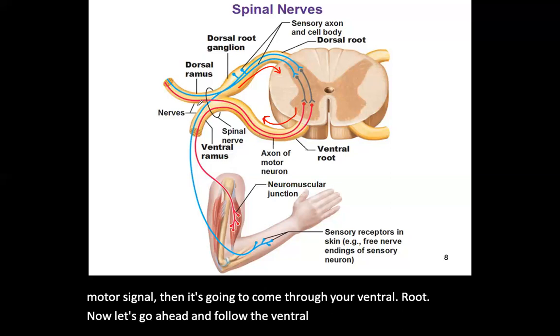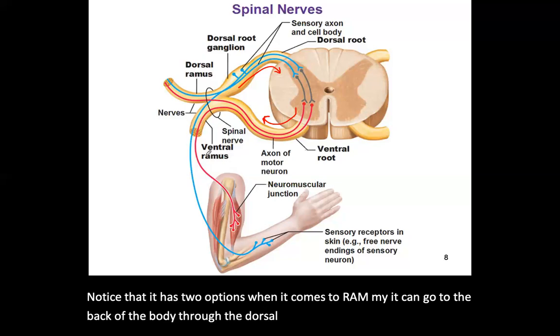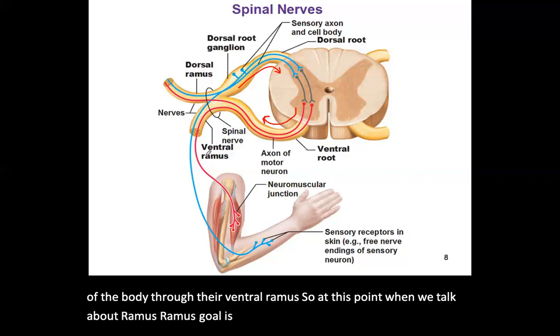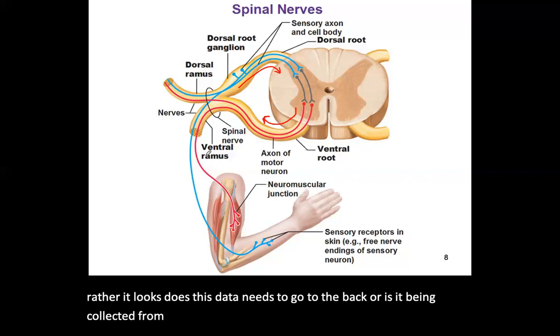Now, let's go ahead and follow the ventral root. When the ventral root comes out, notice that it has two options when it comes to rami. It can go to the back of the body through the dorsal ramus, or it can go through the front of the body through the ventral ramus. So at this point, when we're talking about ramus, our goal is not to look at whether the data is sensory or motor. Rather, does this data need to go to the back, or is it being collected from the back? Or is the data being collected or sent to the front?